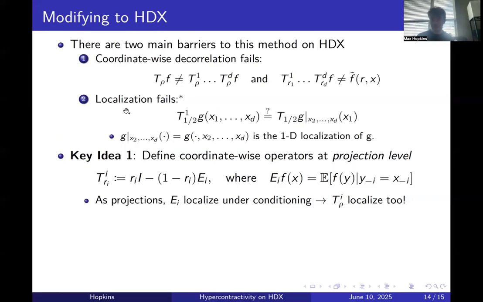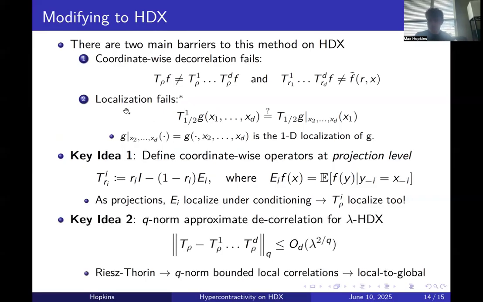So this sort of fixes this second issue. To address the first, the idea is to prove that while this doesn't hold generally, there is some Q-norm approximate version of decorrelation that works on general lambda high-dimensional expanders. In particular, we prove the operator Q-norm of the difference between T rho and the product of the coordinate-wise operators is at most about lambda to the 2 over Q. So if I take lambda quite small, then the difference between these in Q-norm is essentially negligible. This is just going to show up as this little-o of one error term that was in the symmetrization theorem.